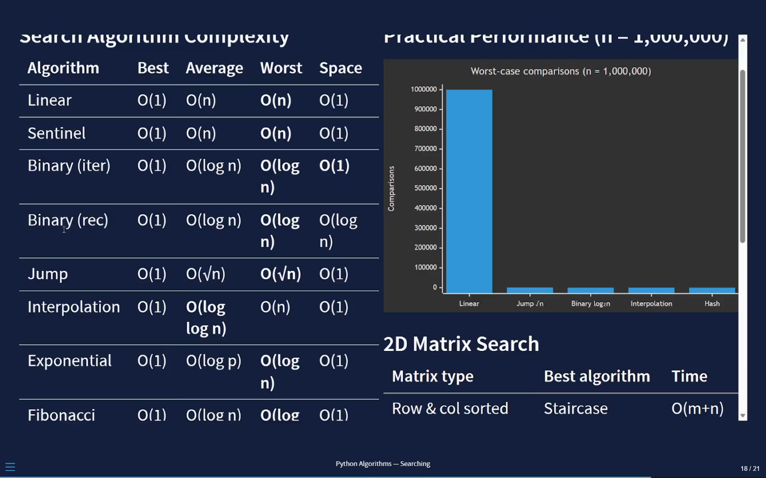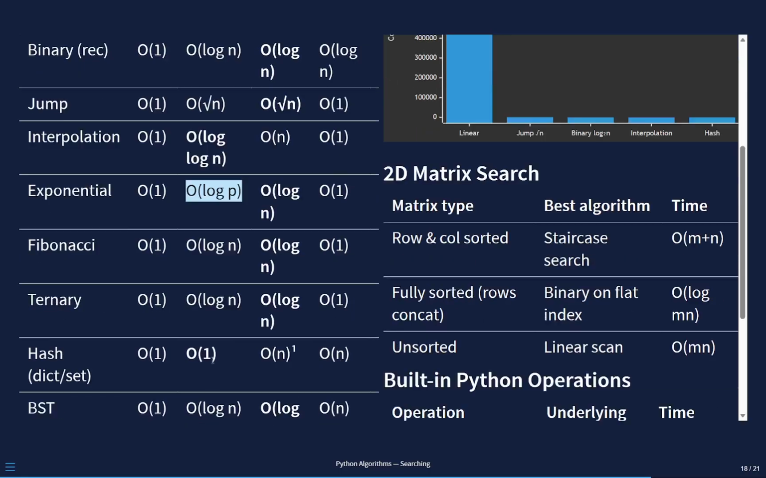Binary recursive: same time, O(log n), with O(log n) space for the call stack. Jump: O(√n). Interpolation: O(log log n) on uniform data, but O(n) worst case. Powerful but fragile. Exponential: O(log p), where p is the key's position. Excellent when the key is near the start, or the array is unbounded.